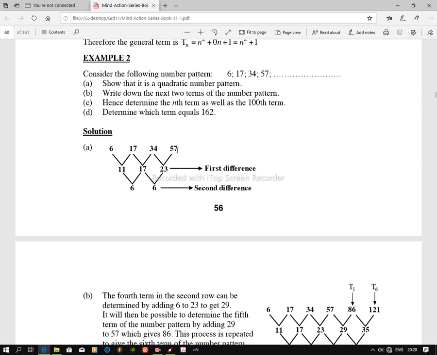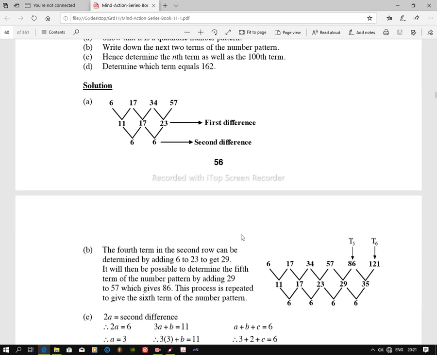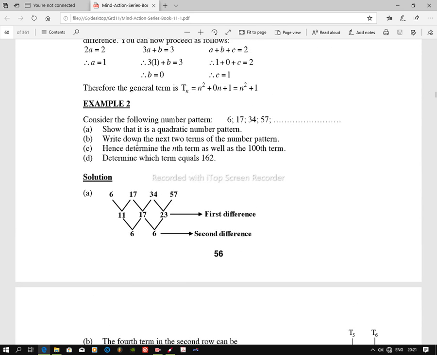They said 57 minus 32 is 23, and then 32 minus 17 is 17, 34 I mean, and then 17 minus 6 is 11, and then same thing with the second difference. 23 minus 17 is 6, 17 minus 11 is 6, is the second difference.